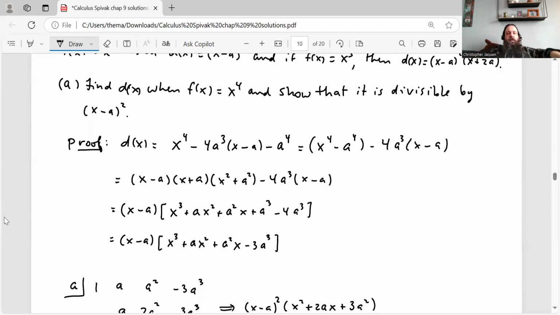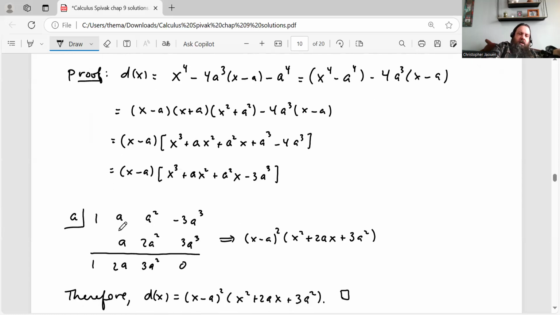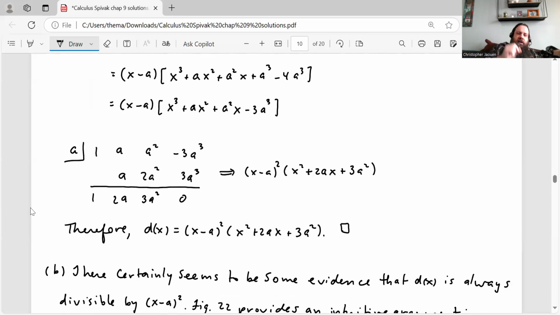You get d of x, you get the polynomial x to the 4 minus 4a cubed times x minus a to the 4, which you can rearrange, and then you end up factoring out a common factor of x minus a. Here I did synthetic division to factor out another factor of x minus a from the cubic. So indeed, d of x is divisible by (x minus a) squared. When you factor it, you get (x minus a) squared times (x squared plus 2ax plus 3a squared).